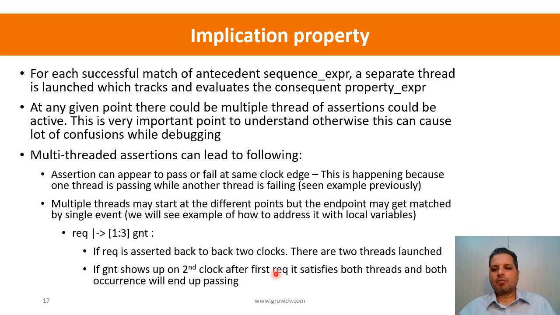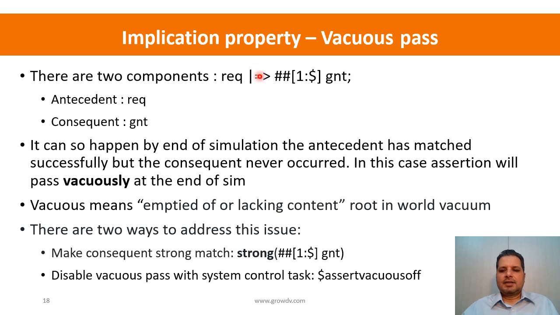But without the implication operator, the threading can have a lot of side effects. There is another term that you will come across when you are using especially the unbounded delay range. It's called vacuous pass. What happens is, when we take an implication property, let's take a non-overlapping one, we have a request followed by a non-overlapping implication operator, and it's saying $1 grant, that we are expecting the grant to show up by the end of the current test simulation. I'm just repeating, the antecedent is your request and the consequent is grant.